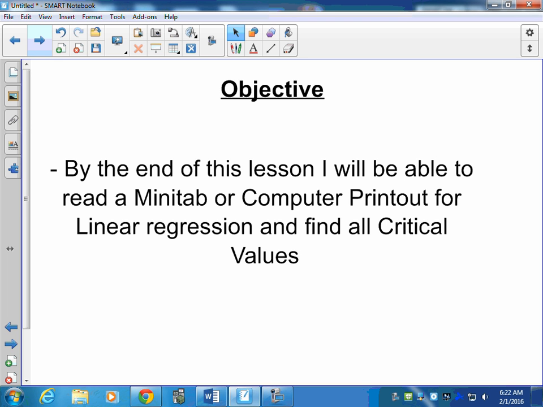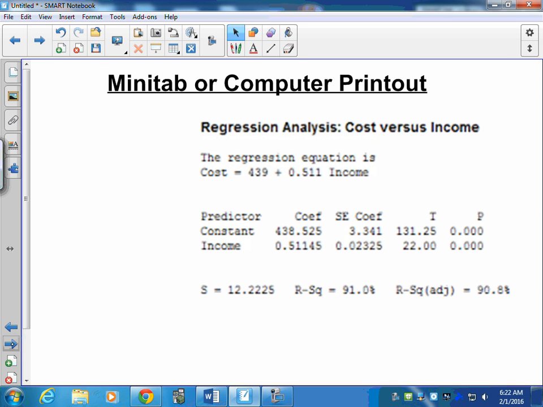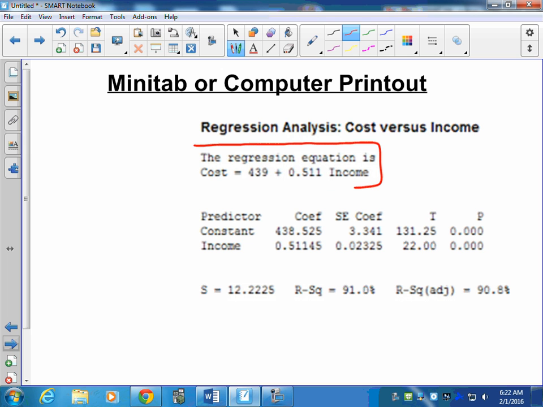Okay, the good news is reading the objective today is almost as long as the actual lesson that we have for today. So this is a very common Minitab or computer printout. The one thing that's usually not given with you is this upper portion right here. We kept this in just to be able to help a little bit with matching pieces up.